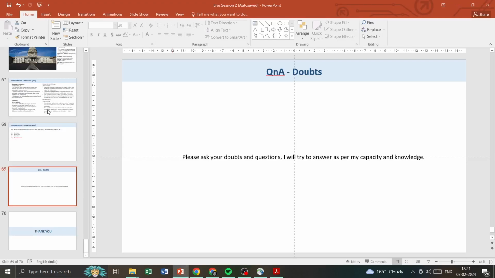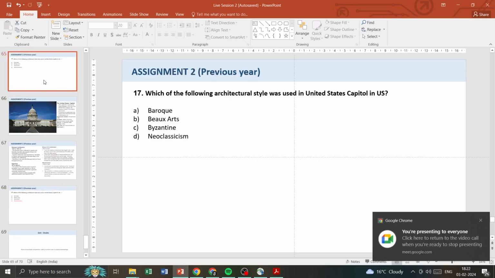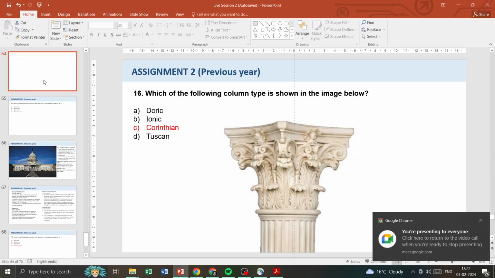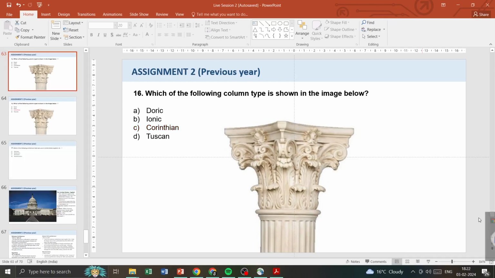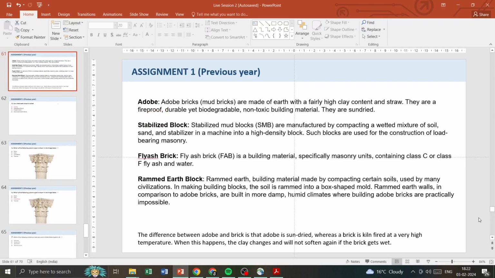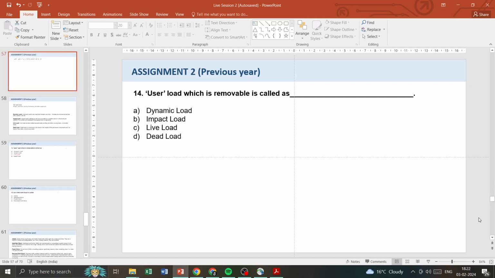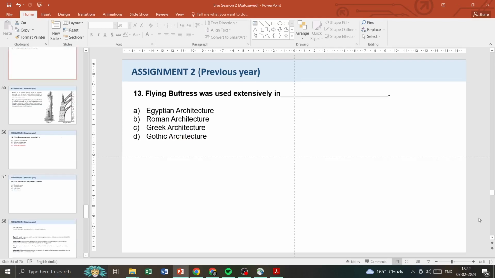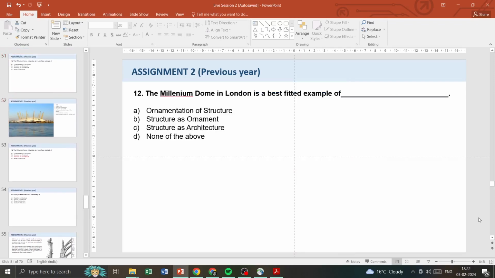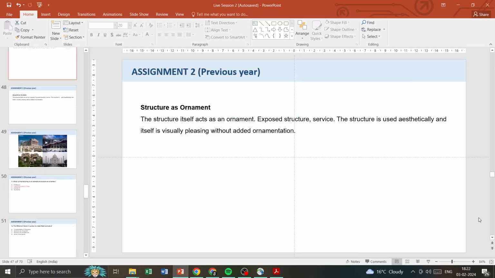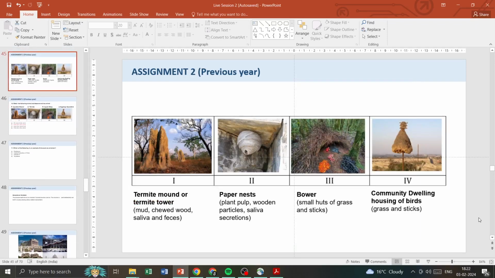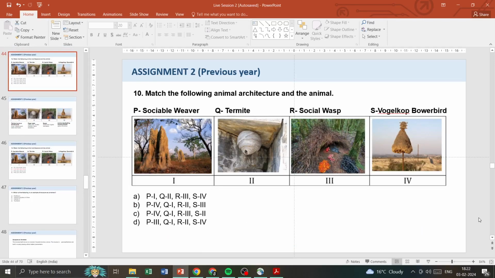If you have been through the NPTEL lecture, there is one whole lecture or presentation sir has made on animal architecture, which is very well explained and in very good detail. So I'll just explain this one question that has been added here. It was a match-the-following question in which 4 options were given. 4 animals were named basically.